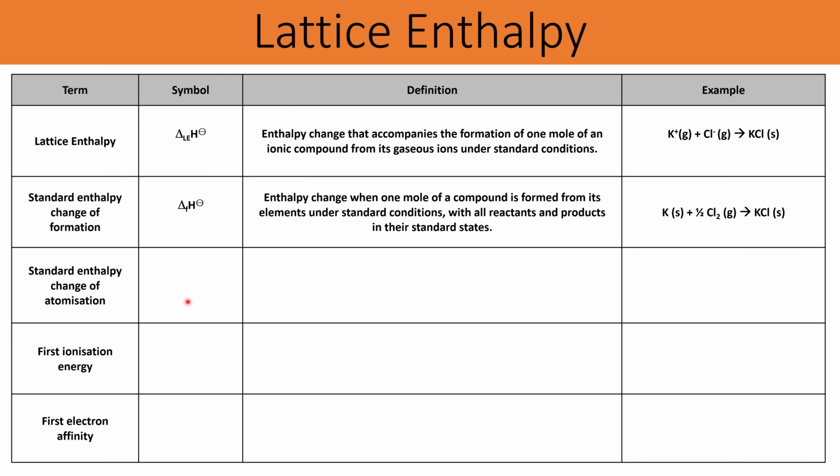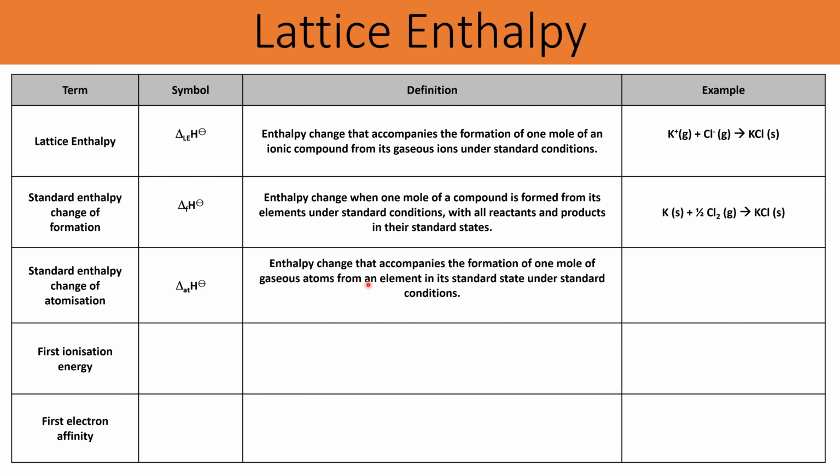Next up, we're going to have a look at the standard enthalpy change of atomization. We use an AT in the symbol here, delta H as always, for enthalpy change. Now, this is the enthalpy change that accompanies the formation of 1 mole of gaseous atoms of an element in its standard state under standard conditions. So you take the element in its standard state and you make atoms out of it.